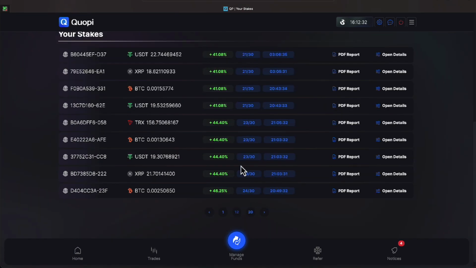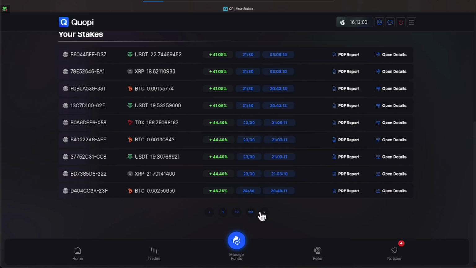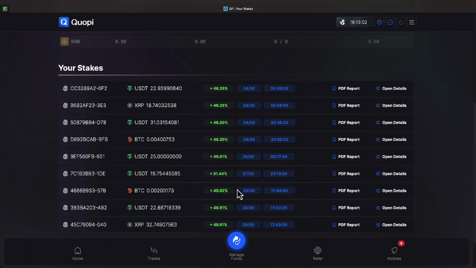Let's go ahead and go to 23 trading days, where Quopi achieved a 44.04%. And on 24 trading days, Quopi achieved a 46.25%. Let's go ahead and take a look at some of this Bitcoin. And we gave Quopi $65.54. In return, Quopi has returned to us $30.31. And that's 24 of 30. Still has 6 more trading days to work the magic, everyone.